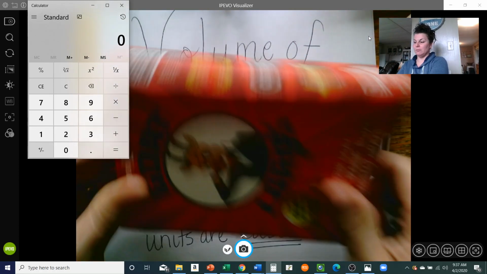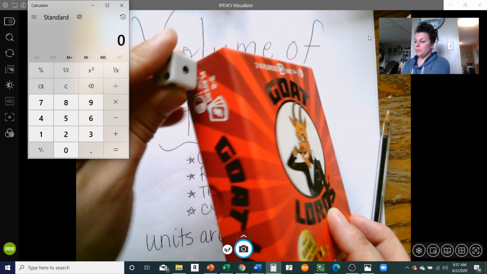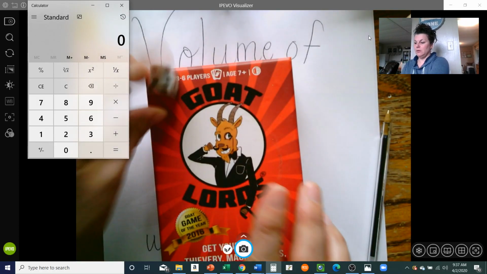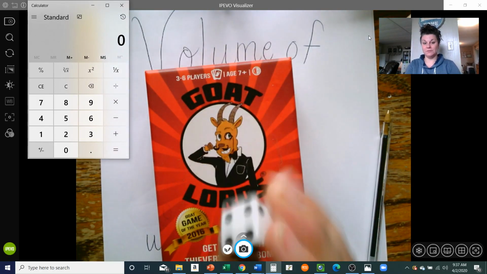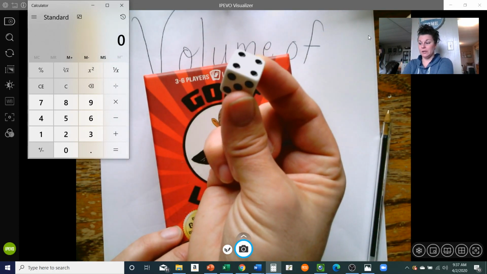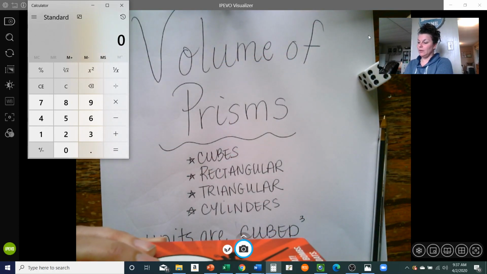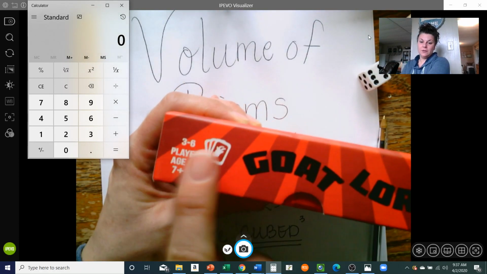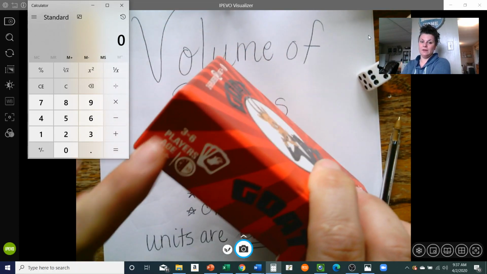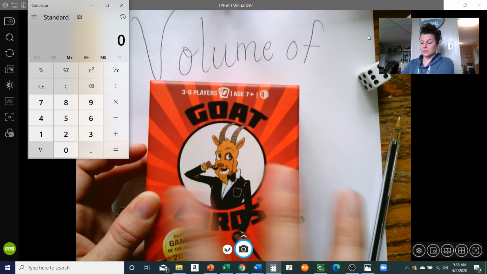So I have this game called Goat Lords. It's a pretty funny game. It's a card game, but if I had a lot of dice, I could empty the box and fill it with the dice and see how many cubic centimeters go in there. Or I can measure the length of the box and the width of the box and the height of the box and multiply those numbers together, and that will give me the volume of the whole box.